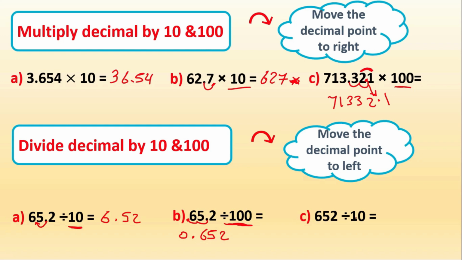652 divided by 10. Also dividing by 10 means moving the decimal point one step to the left. Okay, the decimal point moves one step to the left. Where is the decimal point? Here we don't have one, so we have to put a decimal point at the end. Put the decimal point and 0 in the decimal part. Okay, then move the decimal point one step to the left to become between 5 and 2. The number will be 65, decimal point, and 2.